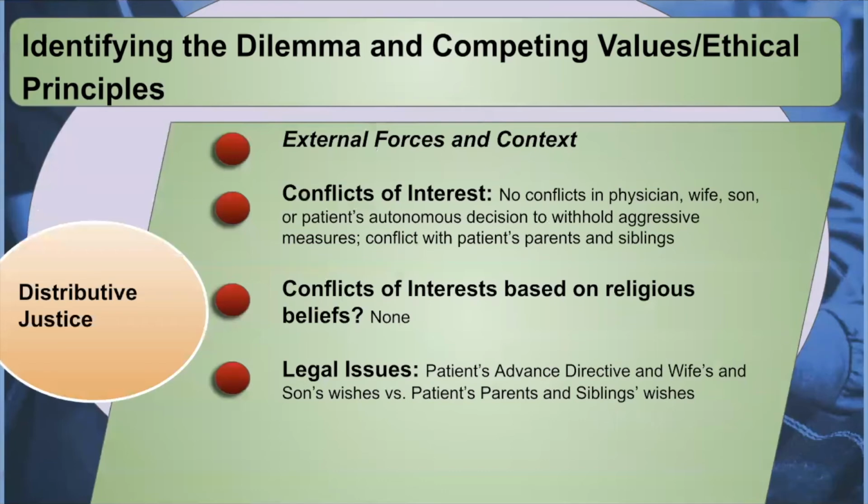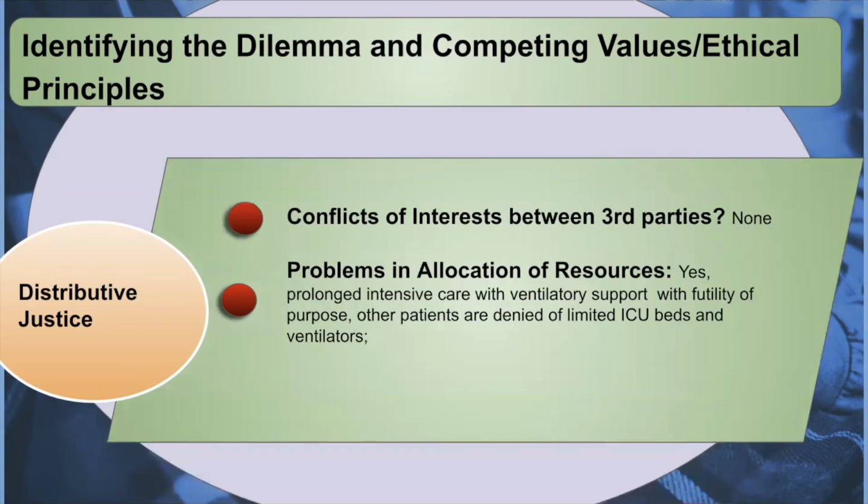Under distributive justice, which involves the external forces and context, are there any conflicts of interest? No conflicts in physician, wife, son, or patient's autonomous decision to withhold aggressive measures. However, there are conflicts with patient's parents and siblings. Are there any conflicts of interest based on religious beliefs? None. How about legal issues? Patient's advance directive and wife's and son's wishes versus the patient's parents and siblings' wishes. Are there any conflicts of interest between third parties? None. And how about the problems in allocation of resources?